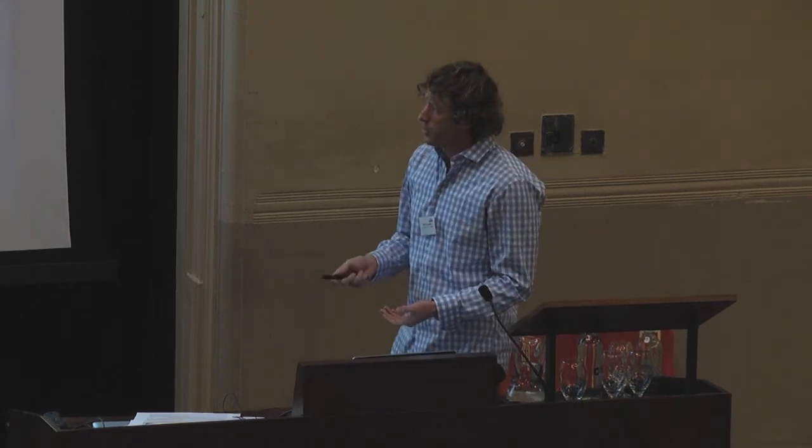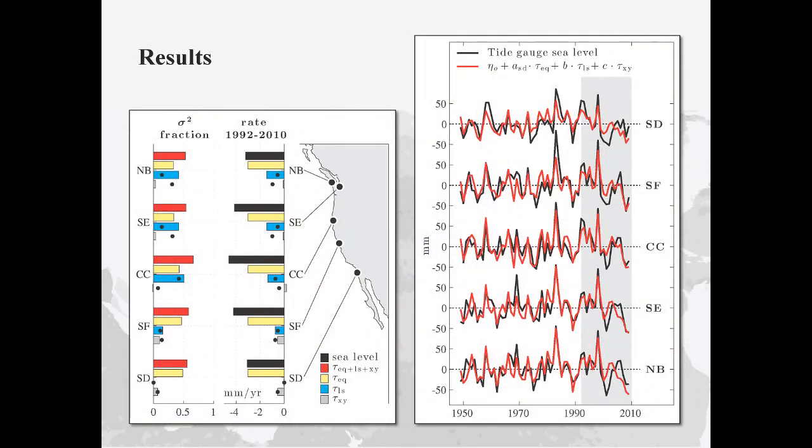So what we did was basically a regression analysis, similar to what Shelton and Davis did. There was some subtlety to what we did because there were some correlations between the wind stress time series, but I'm just going to breeze through that and just show you the results. So over here we have annual values of wind stress and sea level from 5 tide gauges: San Diego, San Francisco, Crescent City, Seattle, and Neah Bay.